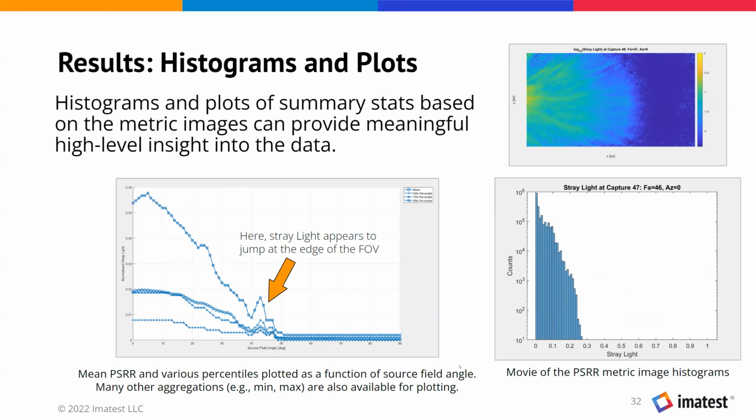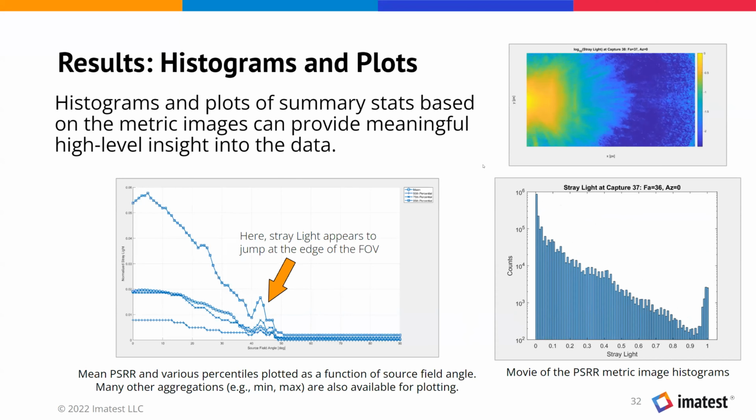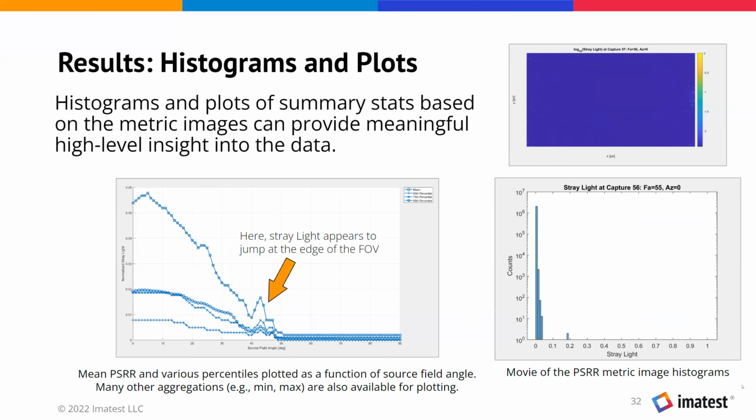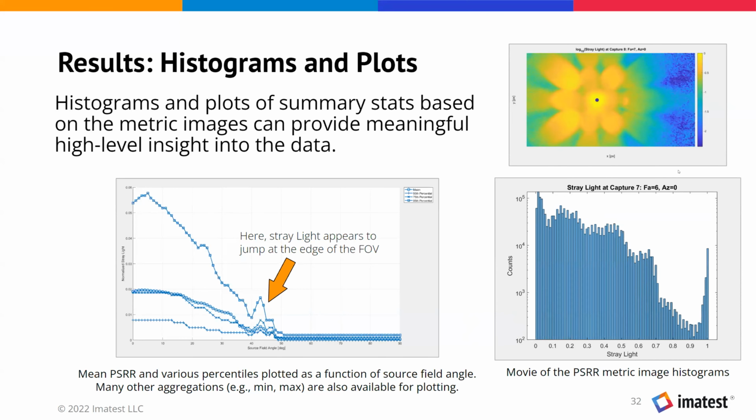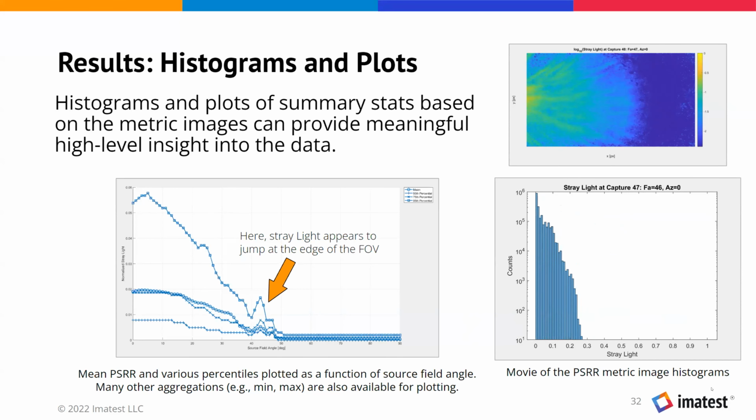The histograms are also interesting. These are, in essence, showing the distribution of stray light in the metric images. We're not exactly sure how these will be utilized yet by users of our software, but we think they could be useful, and we're excited to get this type of tool in the hands of people who are actually testing this to see how much use they can get out of things like this.